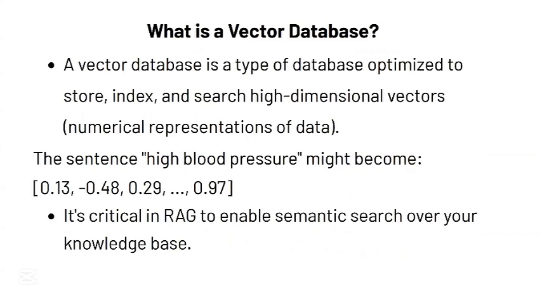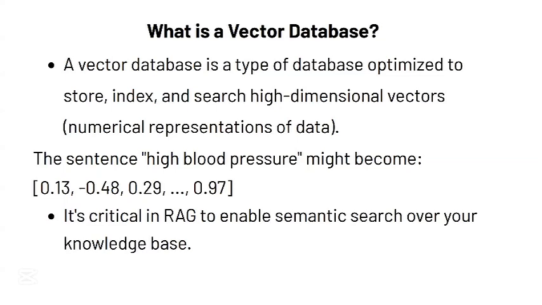A vector database is a type of database which is optimized for storing, indexing, and searching high-dimensional vectors, which are numerical representations of data, as explained before. So if you consider a sentence like high blood pressure, it might become numbers like this. Just to get an idea about vector databases.